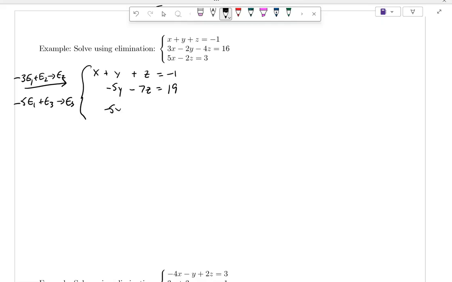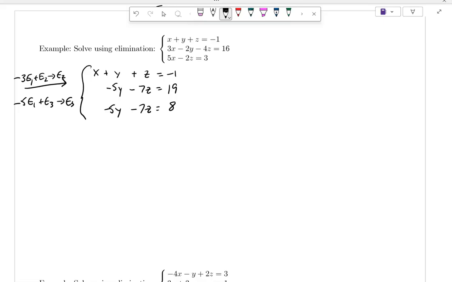Minus 5y. What do we get for the z term? Minus 7z. And what do you get for the constant? 8. Okay.